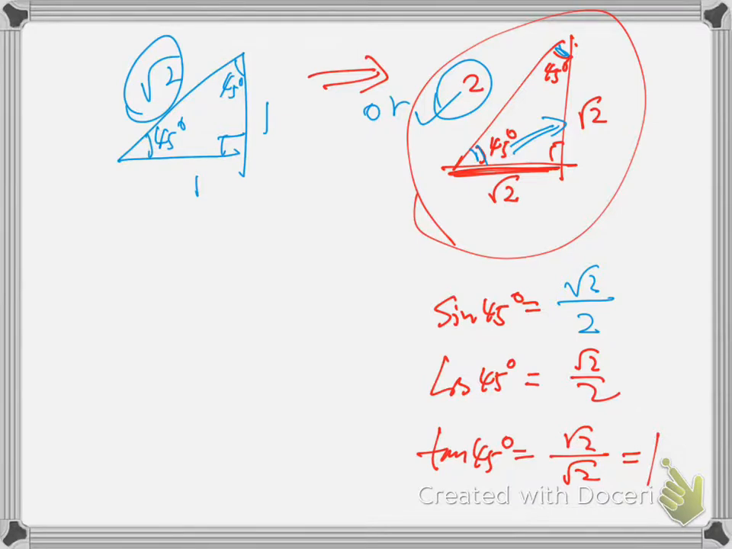So for this 45, 45, 90 degree special angle right triangle, you should remember either 1, 1, radical 2 or radical 2, radical 2, 2 as the special lengths. Then you can find the trig values by using opposite and adjacent. So that's half of the square. We got 45, 45, 90.